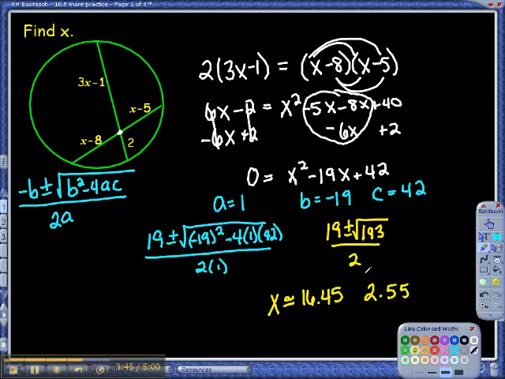Now, notice that both of these are positive numbers, which sometimes doesn't happen, and it's really easy to determine an extraneous solution. But if you start plugging numbers in to check, if I took 2.55 minus 8, that is going to make a negative segment length, which we know is not true. So really the only true answer here is that x is 16.45.